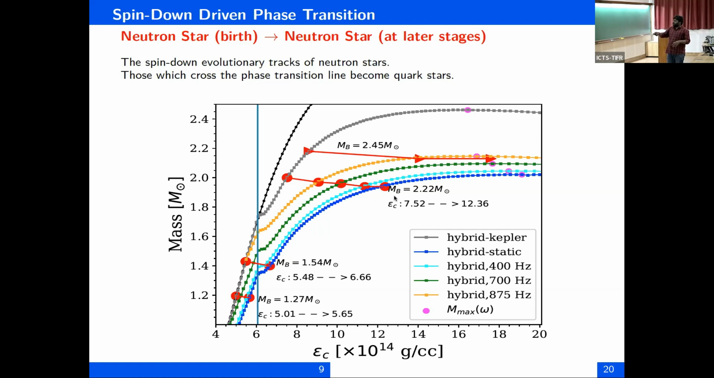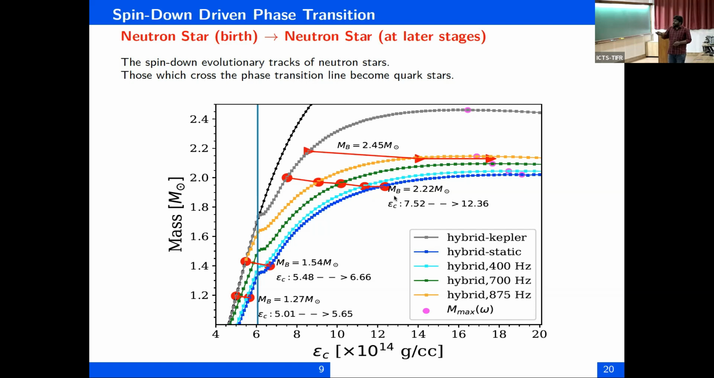This blue curve is when they are not rotating at all. The intermediate curves, the yellow one, the green one and the light blue one, correspond to when they are slowly rotating. So when a neutron star is born, it will lie on the Keplerian curve, and then it will jump from that to the slow rotation curves. For example, a neutron star at 1.4 solar mass is here.